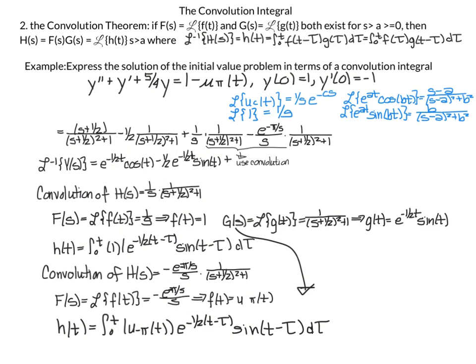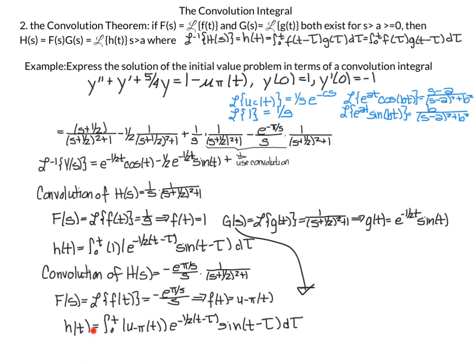And now my g of s is actually the same as my first term. So I can just bring all this down. So g of s is equal to 1 over s plus 1/2 squared plus 1. That means g of t is equal to e to the minus 1/2 t sine of t. So now I can find h of t, which is the inverse Laplace transform of h of s, is the integral from 0 to t, this step function at pi of tau, e to the minus 1/2 t minus tau sine of t minus tau d tau.